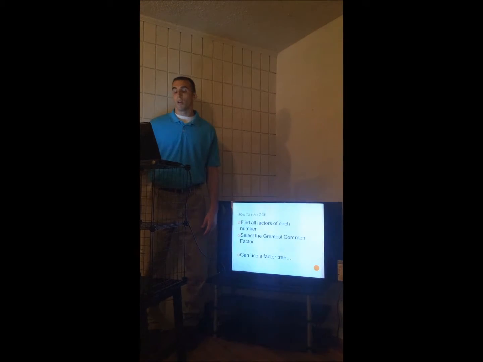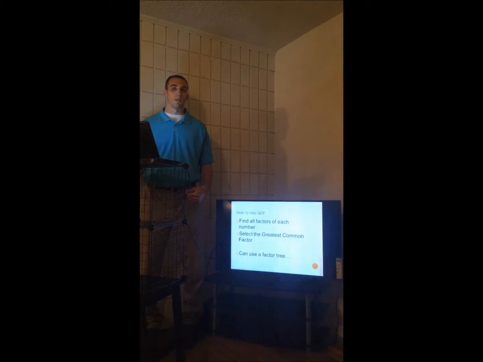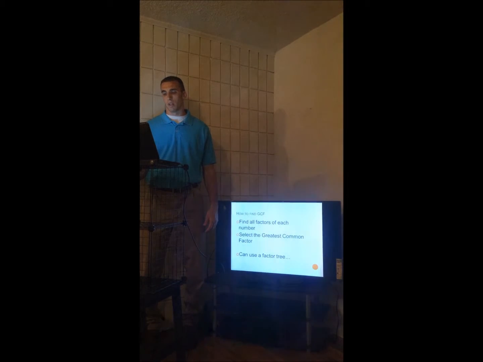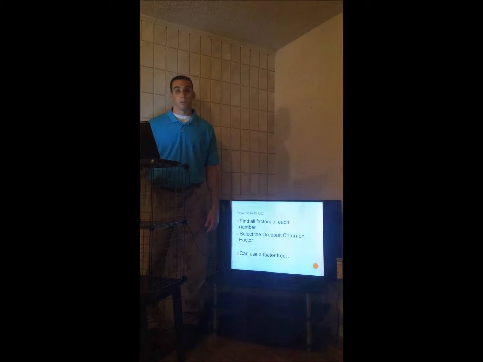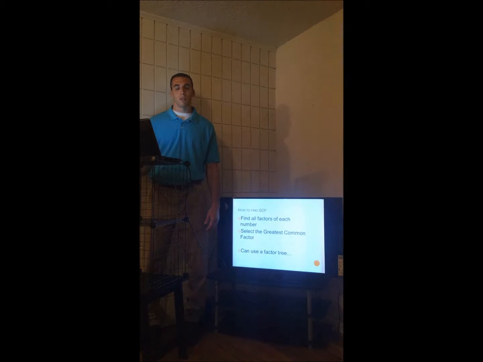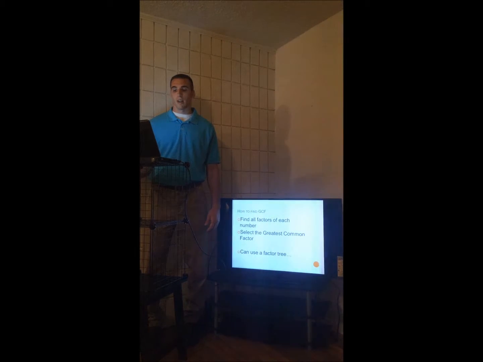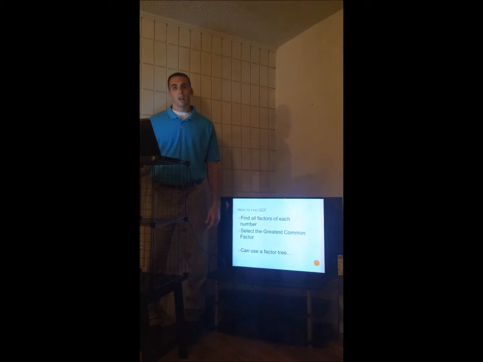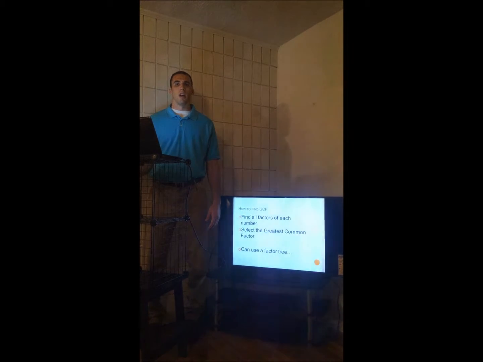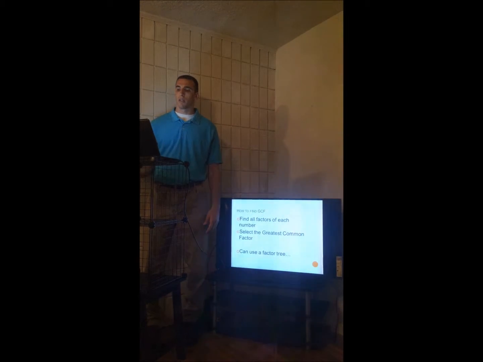Now, we're going to learn how to solve that problem. We're going to learn how to find the greatest common factor of 8 and 12. I'm sorry, I almost gave the answer away right there. So, to find the greatest common factor, you first find all the factors of each number. Once you find all the factors, you select the greatest number that's common to both of the numbers. You can use a factor tree, which will be very helpful in finding the factors of the two numbers.